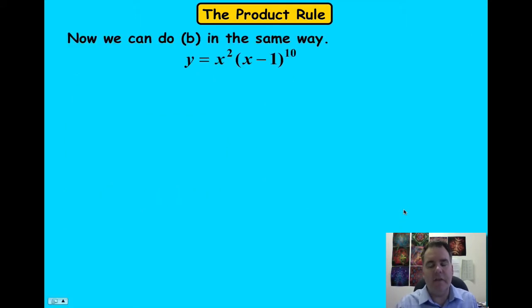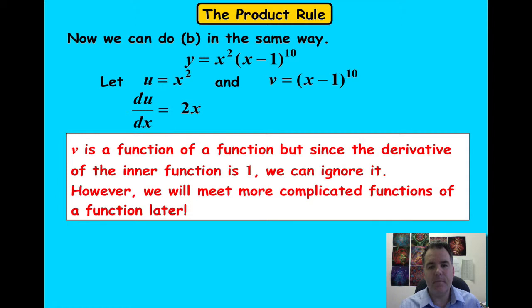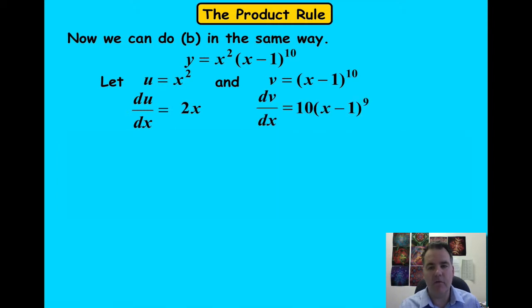Okay, let's look at the second one now that I said was going to be a real hard work, and let's use the product rule now. So we're going to say u is x squared, v is (x minus 1) to the power of 10. Let's do the derivative of each of those. So du dx is 2x, easy. dv dx, going to use the chain rule. So number down the front, subtract 1 from the power, multiplied by the derivative of x minus 1, which is just 1, so there we go.